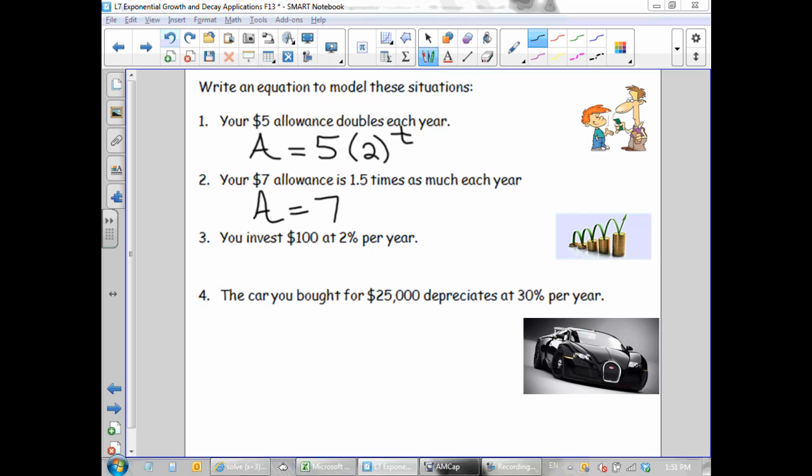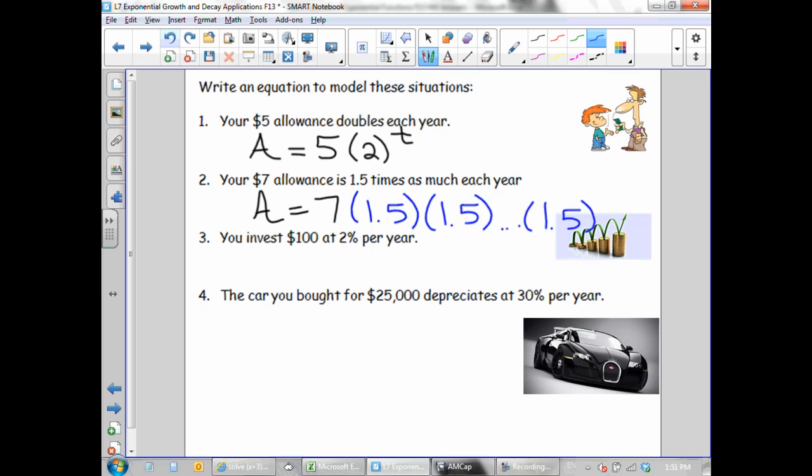Start with $7. Your amount starts at $7. And the next year, it's going to go up by 1.5. That's your new allowance the next year. The year after that, again, when I write in blue, I'm usually going to erase it. It's going to go up again. And then again. And then again.